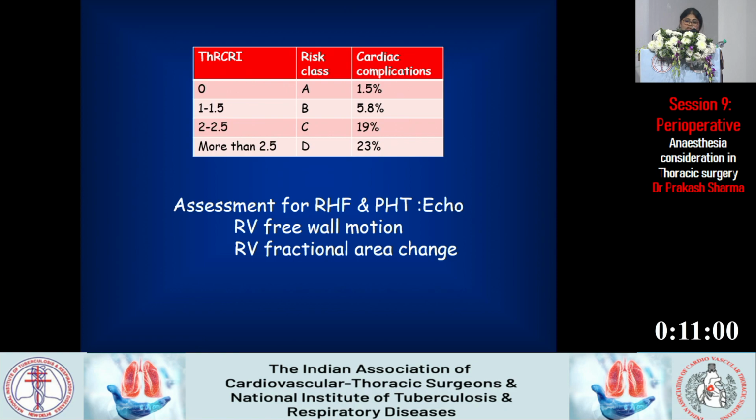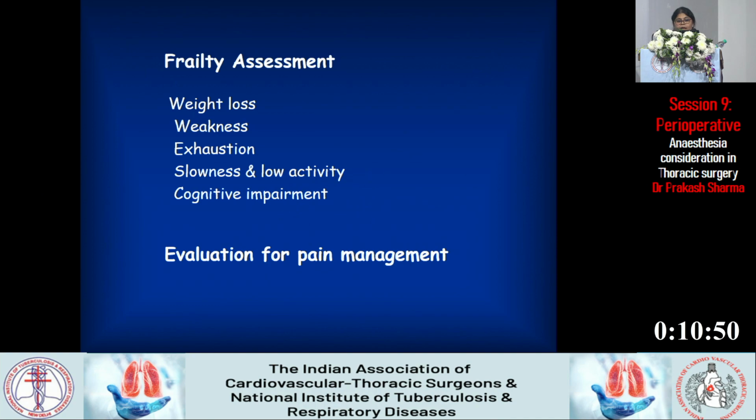In a very few patients, we have assessment for right heart failure and pulmonary hypertension, which is looked at on an echocardiography, where one looks for right ventricular free wall motion and right ventricular fractional area change. Now, what earlier we used to assess as the general condition of the patient is now being assessed as a frailty assessment, where we assess for weight loss, weakness, exhaustion, slowness and low activity, and cognitive impairment.